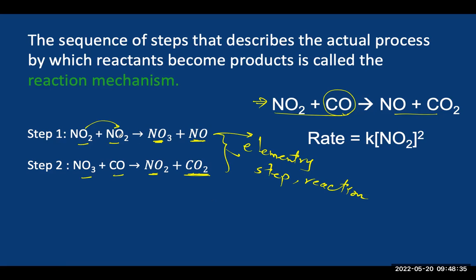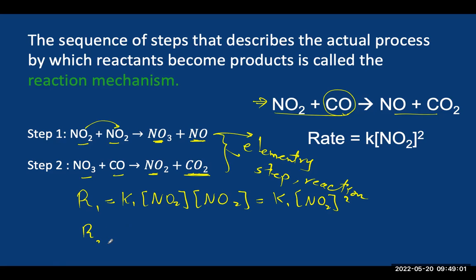So we can use the equation for each one of them to write the rates. If I want to write the rate of the reaction for the first step, which I'll call R1, this will equal K1 times the concentration of the reactant, which is NO2, and we have 2 NO2, so it will be written twice, or it could be written as K1 times NO2 to the power of 2. And if we want to write the rate of the reaction for the second step, R2, this will equal K2 times NO3, the first reactant, times CO.